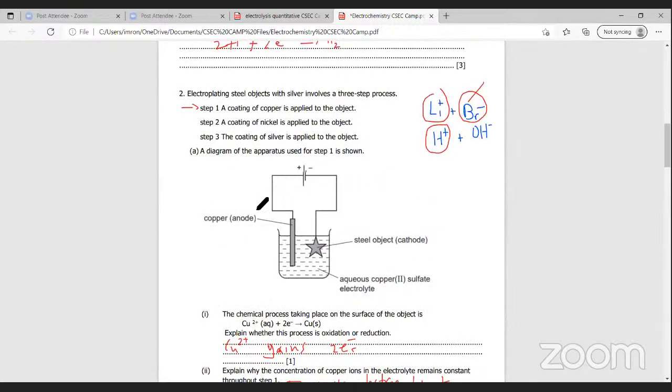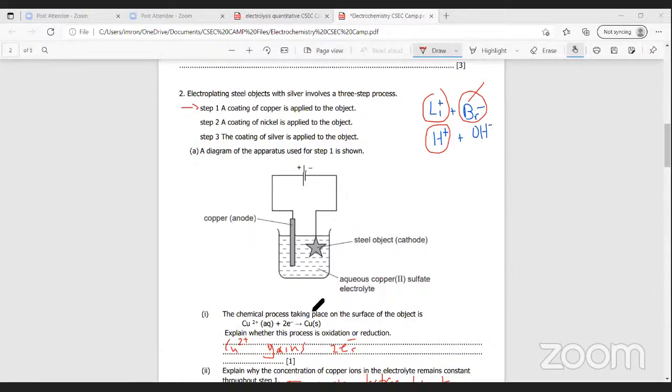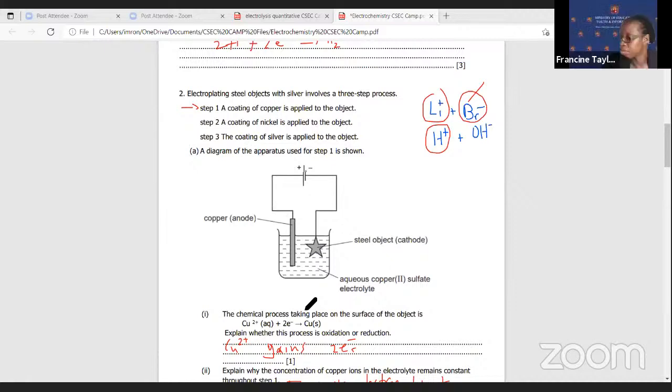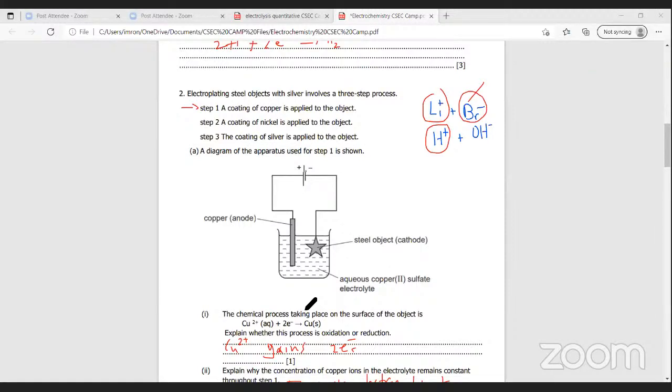So what are the 2 changes I would do to this to coat the object with nickel? What are the 2 changes I would need to effect in order to do a coating of nickel? In the chat, talk to me. I'm not seeing anything yet, but somebody's asking about the difference between active and inert electrodes when you have a chance. All right, so the answer is coming.